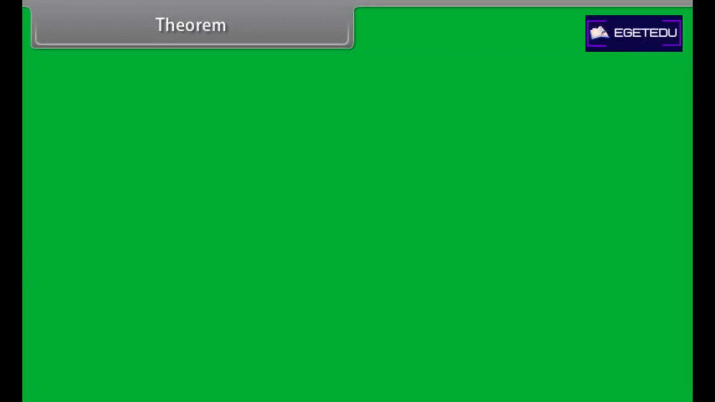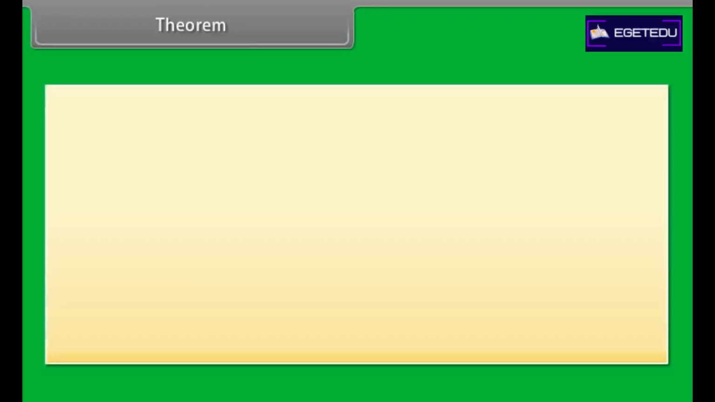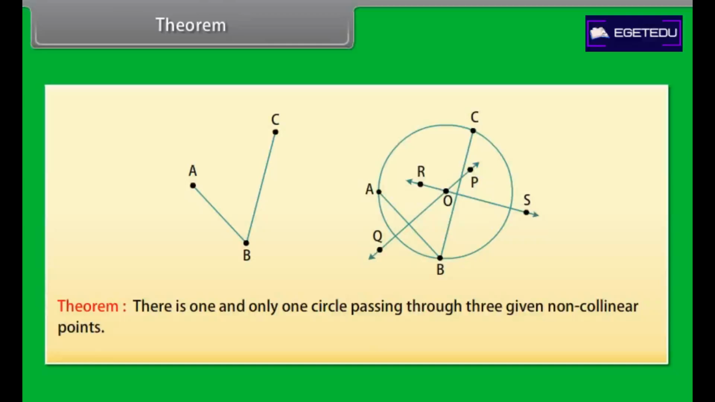congruent. Theorem. If we have three non-collinear points, then the theorem says that there is one and only one circle passing through three given non-collinear points. Perpendicular on the line.